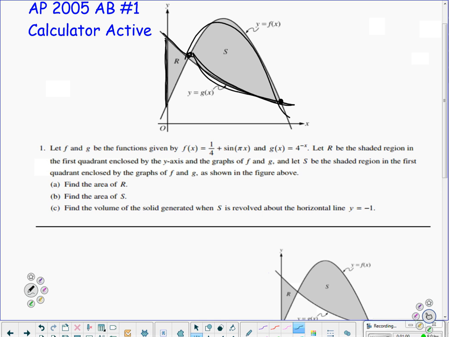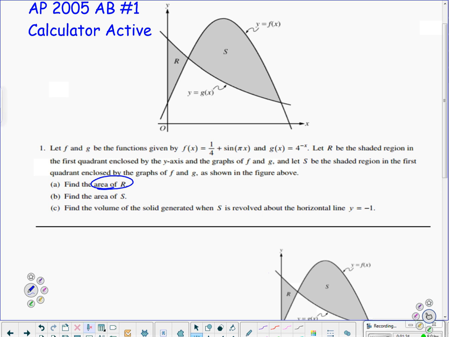R would not have been closed without talking about the y-axis as well. So that would be the purpose of the y-axis fitting in there. Let S be the shaded region in the first quadrant enclosed by f and g. All right, so I'm just going to clear my ink there. Now, the first question says find the area of R.